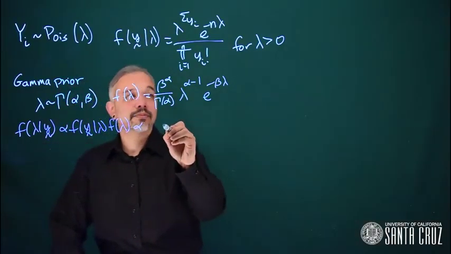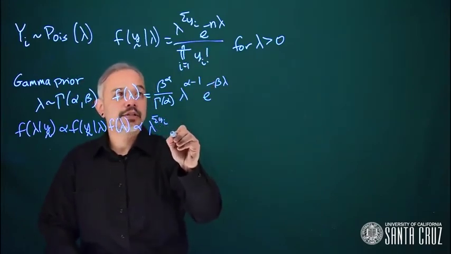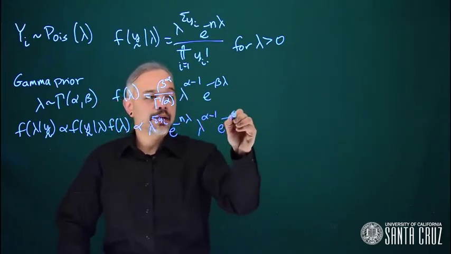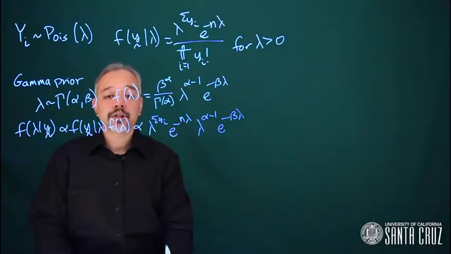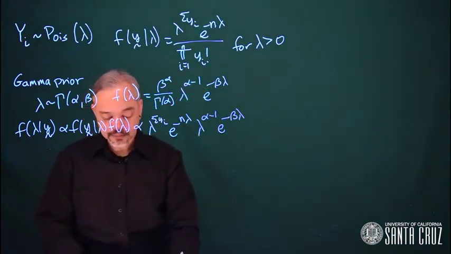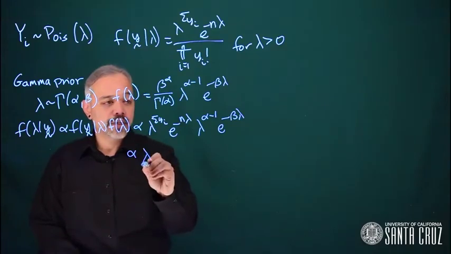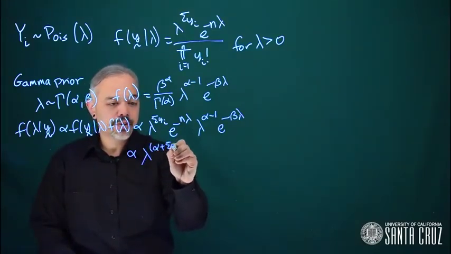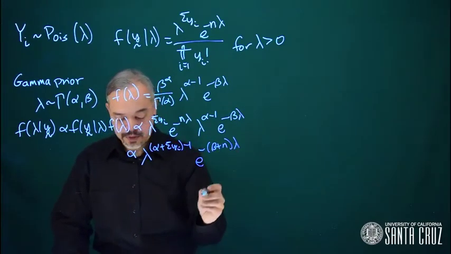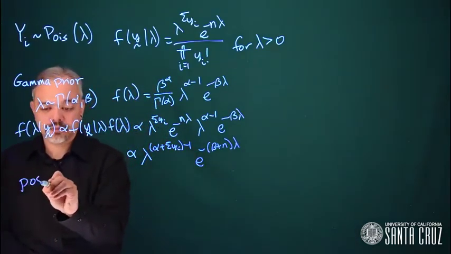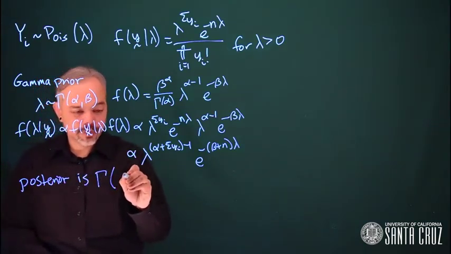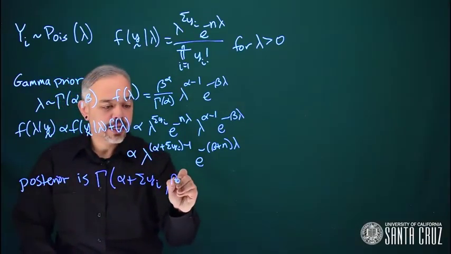And this is proportional to lambda to the sum of the y sub i's, e to the minus n lambda, times lambda to the alpha minus 1, e to the minus beta lambda. Under the proportionality, we only need to focus on the terms that contain lambda, so we can drop these normalizing constants. This then simplifies to lambda to the alpha plus sum of y sub i's minus 1, e to the minus beta plus n lambda. Thus we can see the posterior is a gamma distribution with parameters alpha plus sum of the y sub i's and beta plus n.